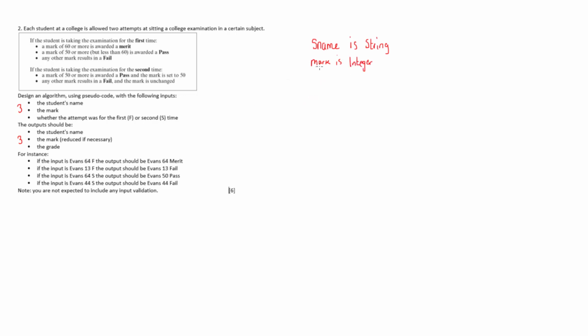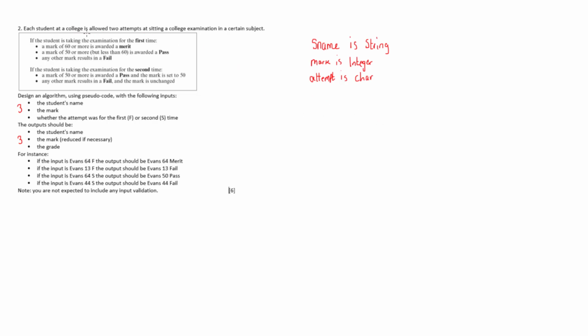Then whether or not the attempt was the first or second time. So I'm going to say attempt is a char. And the reason why I've chosen a char there is because it's a single character of S or F. And now what I'll do is I'll just start to break down the logic.